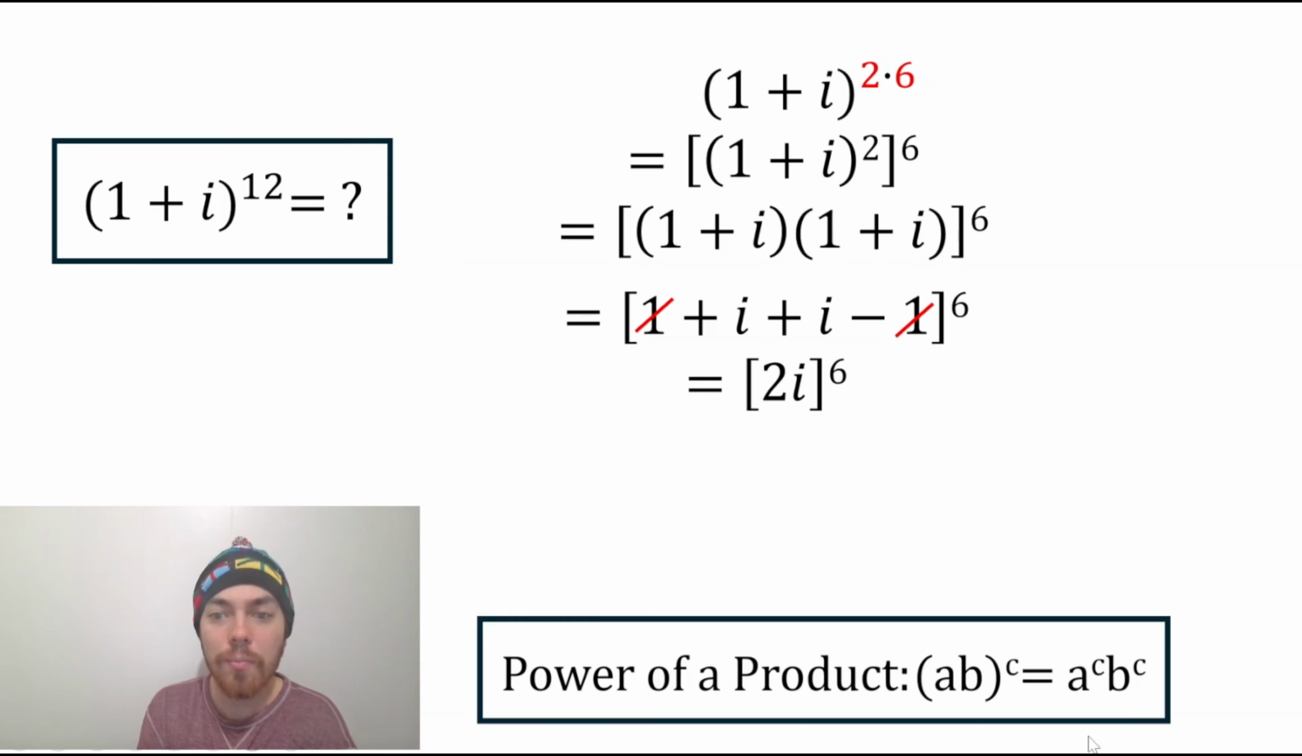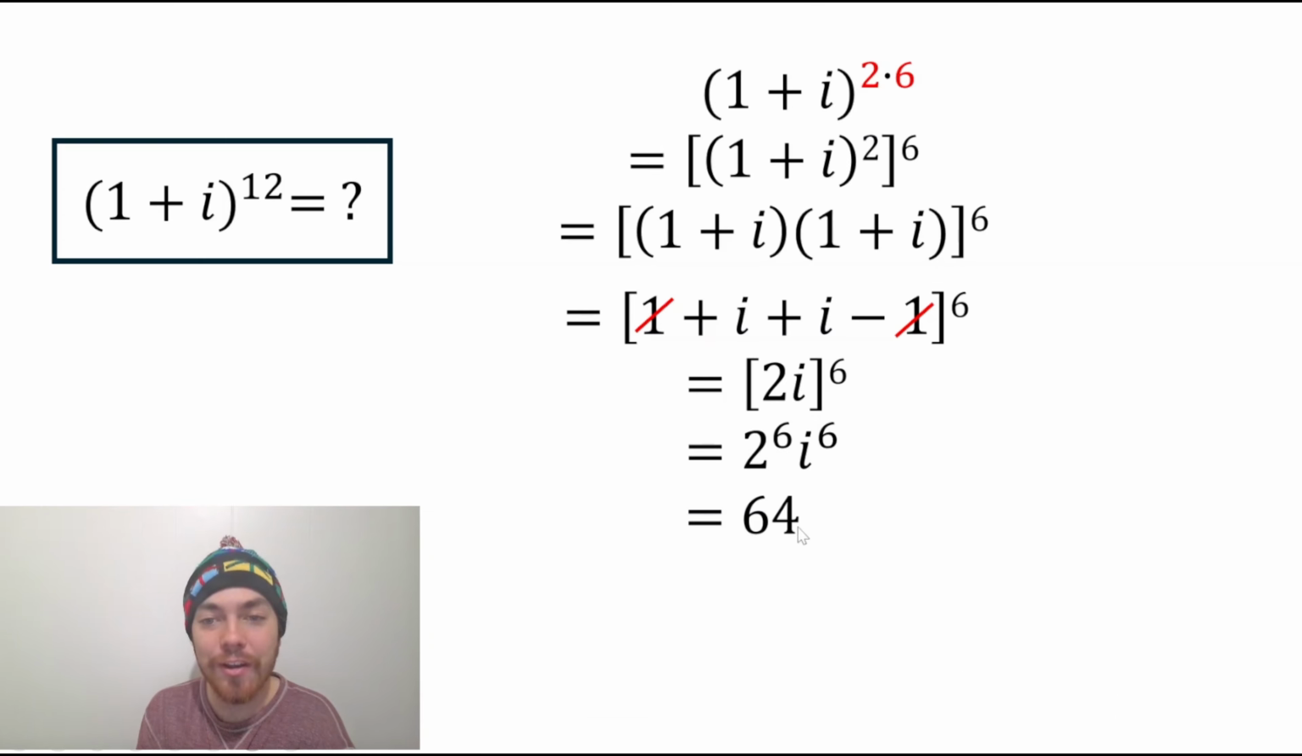The power of a product rule tells us that (ab)^c equals a^c times b^c. So we can rewrite (2i)^6 as 2^6 times i^6. And 2^6 is just 64, and we'll write i^6 as i^2 times i^2 times i^2, because 2 plus 2 plus 2 is 6.